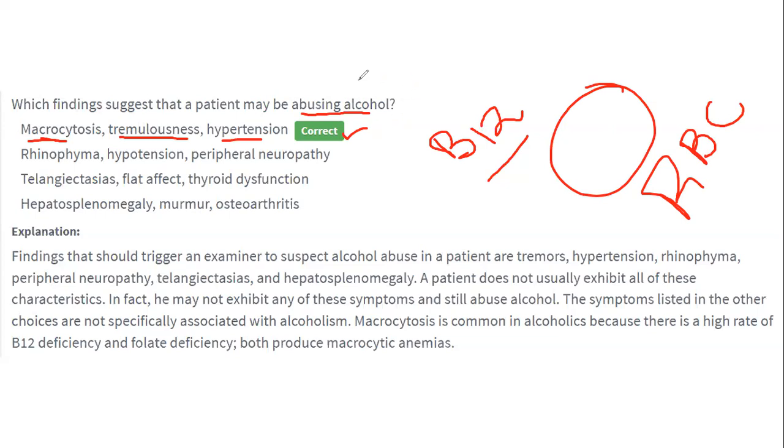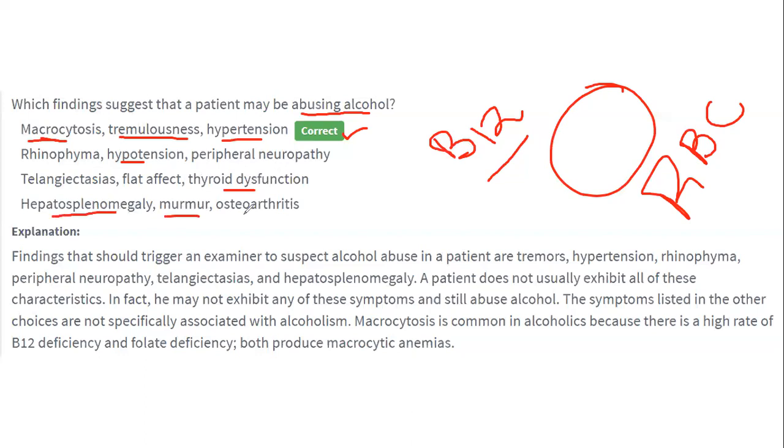The person who abuses alcohol has a chance to develop megaloblastic anemia, where the red blood cell is macro, means bigger, cytosis, and also hypertension. Second question, rhinophyma, hypotension, or peripheral neuropathy. Alcohol abuse usually does not produce hypotension long term. At the very beginning it causes hypotension, but later hypertension. No record found of peripheral neuropathy, but maybe a chance of rhinophyma. Telangiectasis, flat affect, and thyroid dysfunction: no evidence says that.